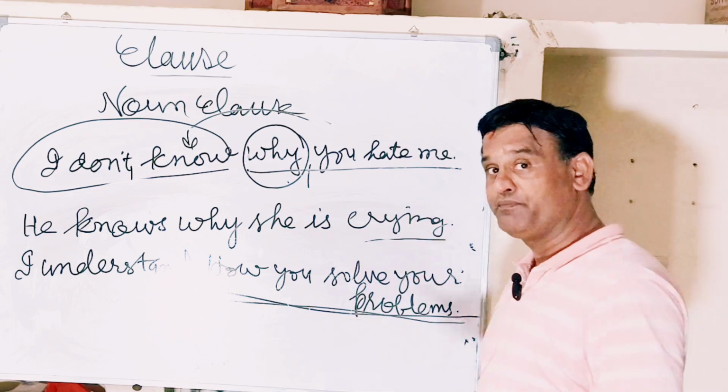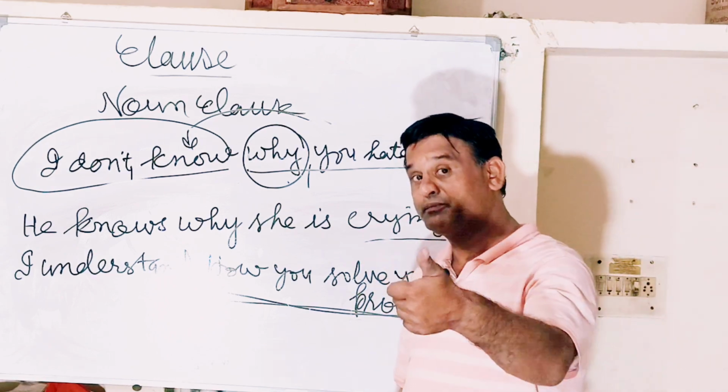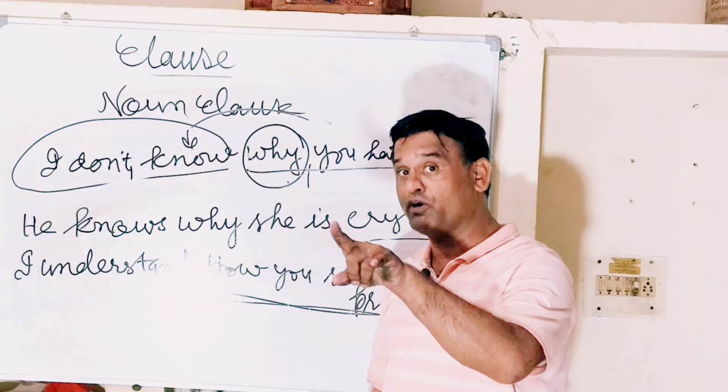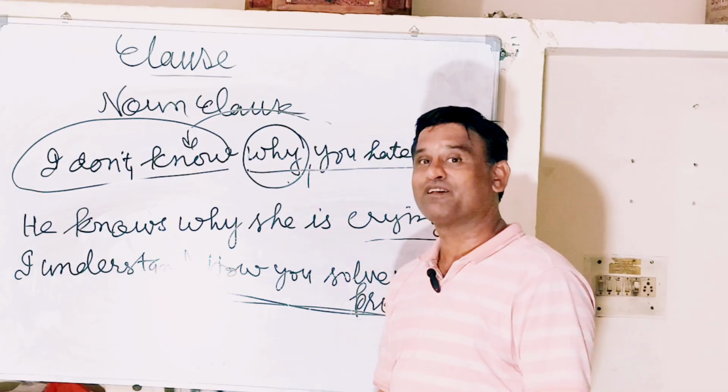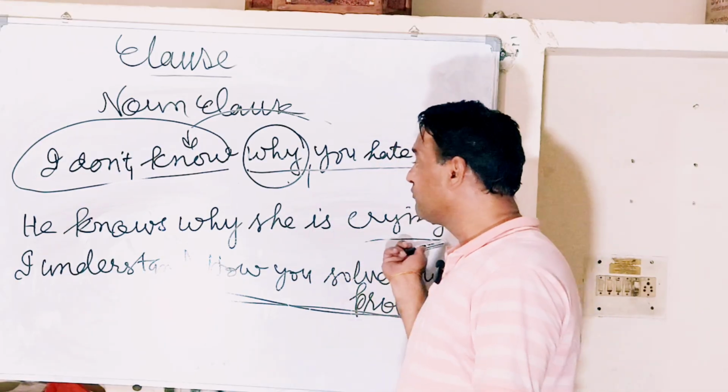द सेंटेंस आई रोट, आई नो वेयर शी लिव्स. मैं जानता हूं कि कहां वह रहती है. इट्स नॉट अ क्वेश्चन, क्वेश्चन मार्क, ठीक है ना. सो दीज आर वेरी बेसिक थिंग्स.